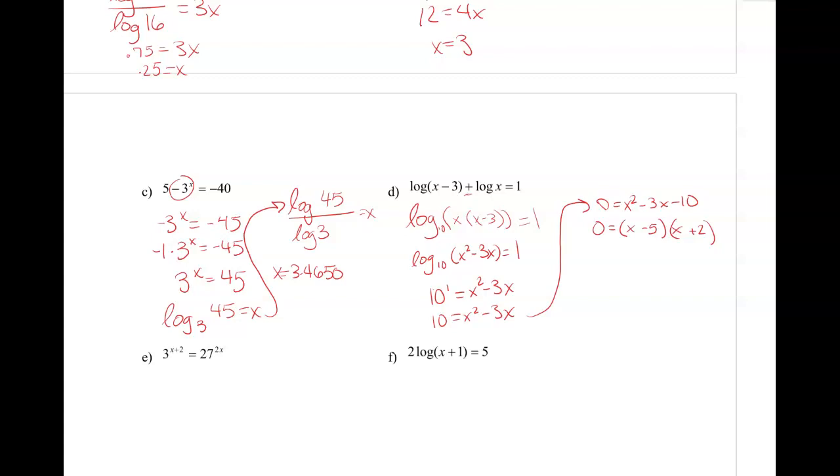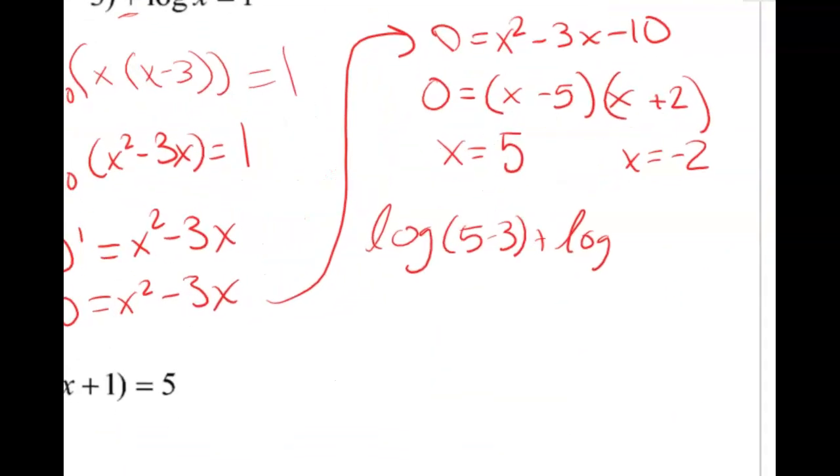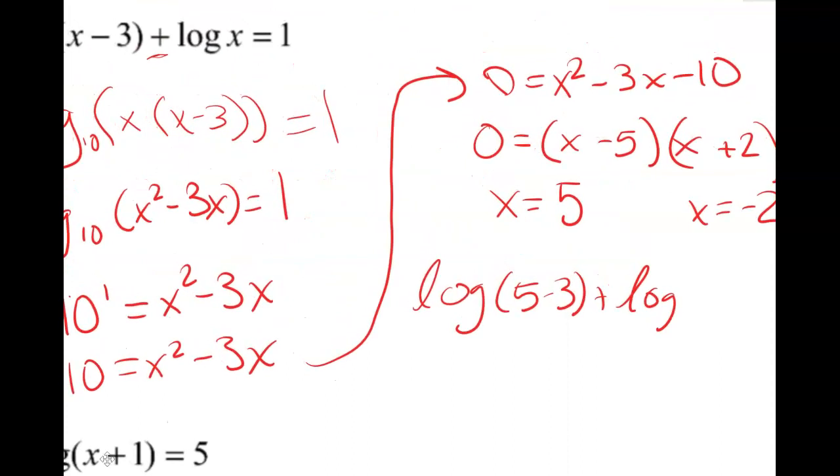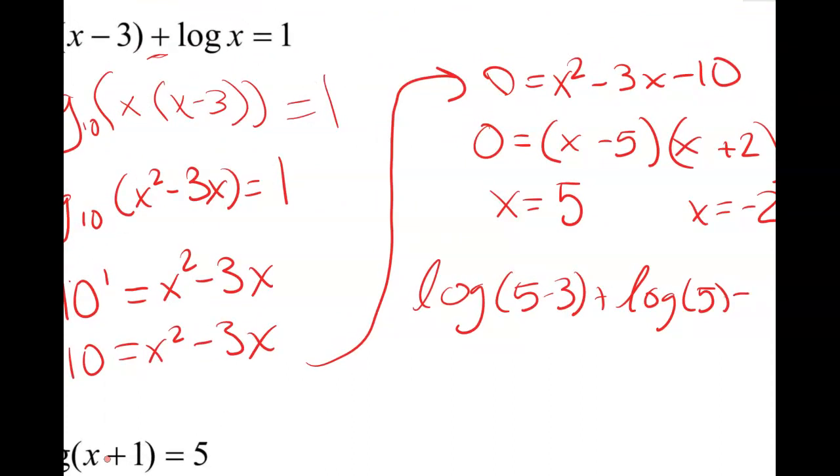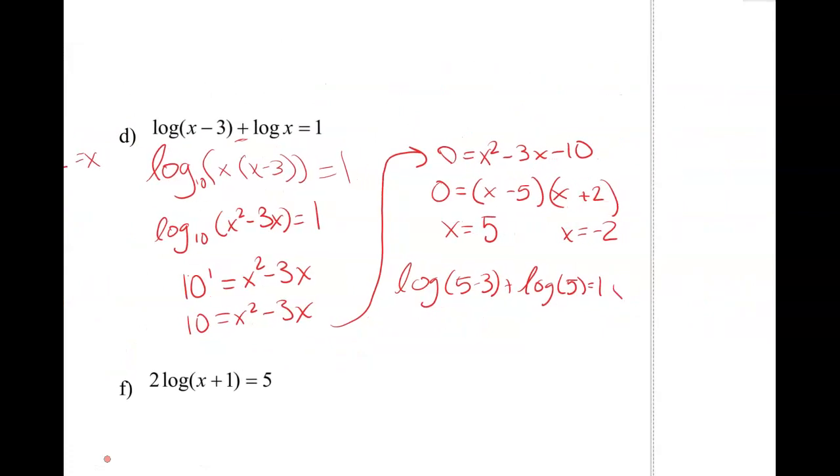Alright, and then we just have an x and an x that go in there. So then I would plug in and solve for x. So I'd get x is equal to 5 and x is equal to negative 2. Plugging these in to make sure they work. I get log of 5 minus 3 plus log of 5 is equal to 1. That one checks out, so that one works. And then I need to plug in negative 2. So then I get log of negative 2 minus 3 plus log of negative 2 is equal to 1.